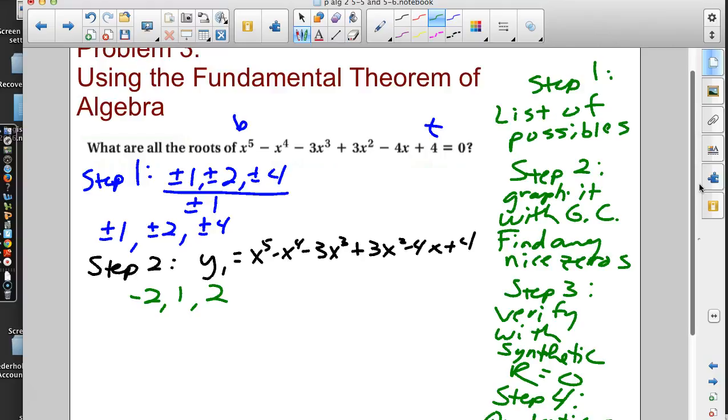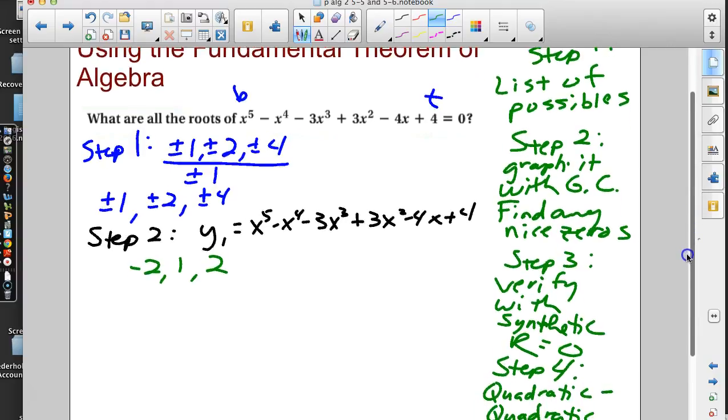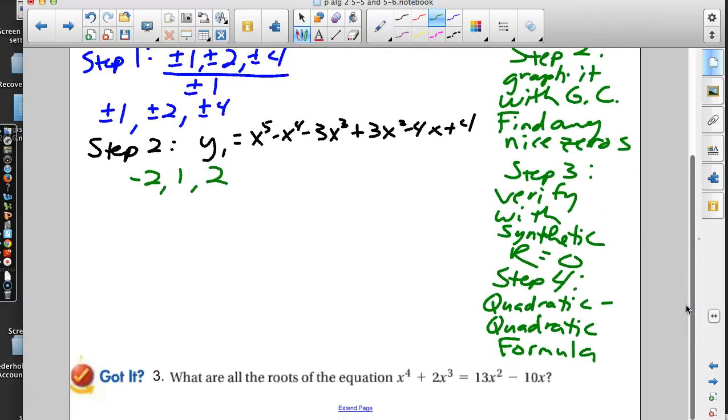But again, I might have punched it in wrong. So maybe these won't work. So to make sure they're going to work, I have to verify synthetically that those are zeros. So let's see what we have. Little -2. I'm going to start here with all of my coefficients. 5, 4, 3, 2, 1, 0. They're all there. So I need a 1, a -1, a -3, a 3, a -4, and a 4. We need to get a 0 for the remainder, or we punched it in wrong.